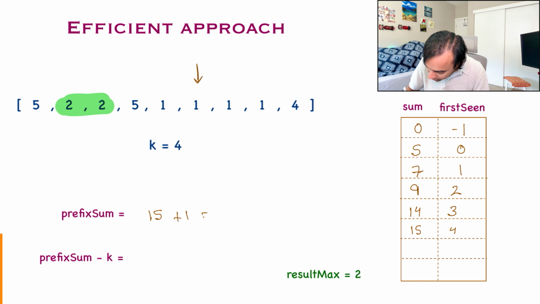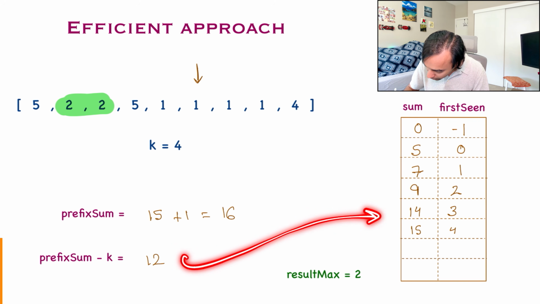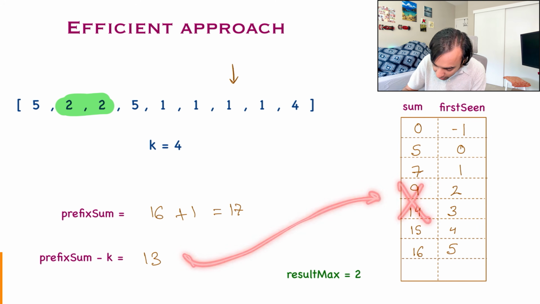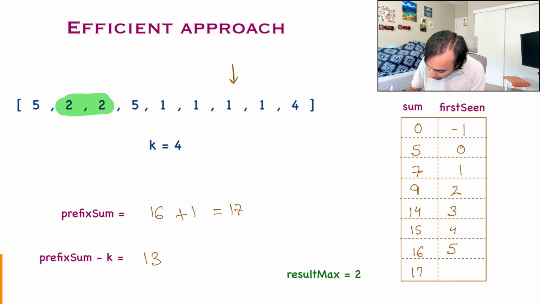15 plus 1, that is a 16. And 16 minus 4 is a 12. Have I seen a 12 before? No. So I will update 16 and I will say, okay, I found it at position 5. Move on to the next position. I get 16 plus 1 and that is 17. 17 minus 4 is a 13. Have I seen a 13 before? No. So I will just update it. 17 at position 6. Move on to the next position.